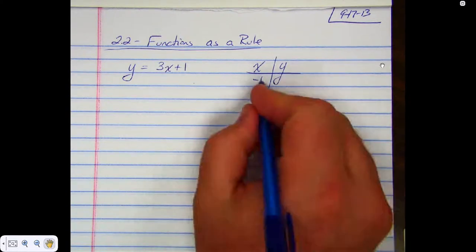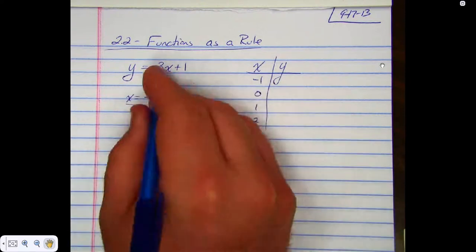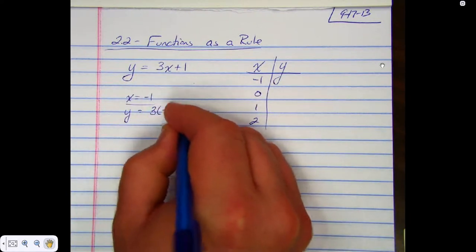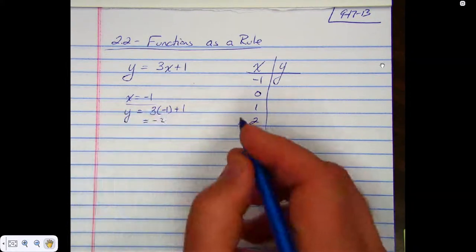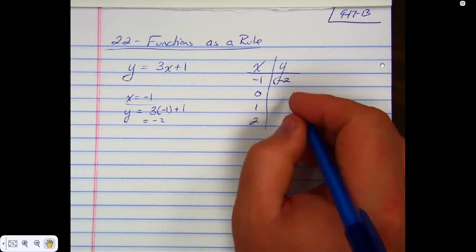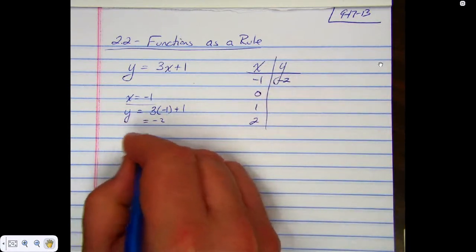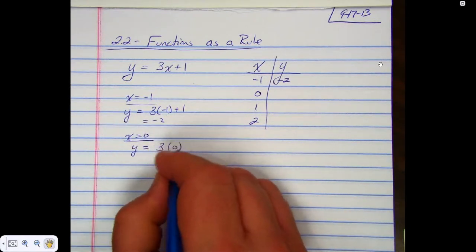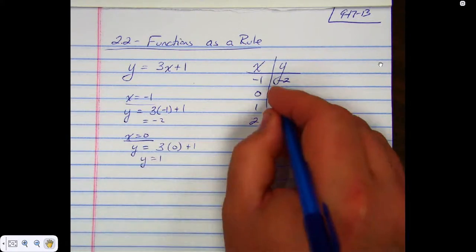So when x is equal to -1, we put it in here and find what y is. That's 3 times -1 plus 1, we get what? -2? Does that look right? And that's an ordered pair. Agreed? x, y. Then you do the same thing when x is equal to 0. You get y is equal to 3 times 0 plus 1. The answer for y in this case is 1.